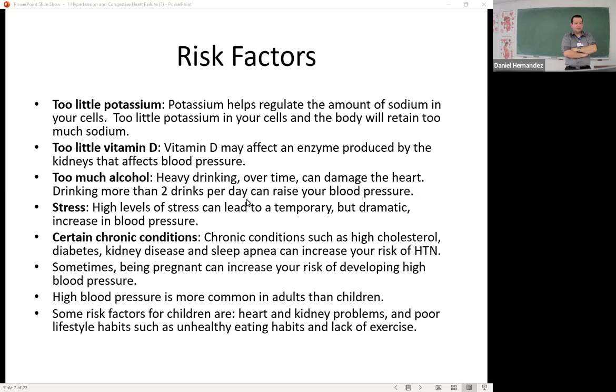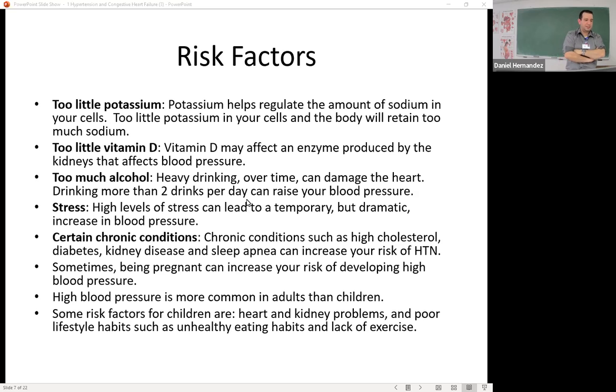High blood pressure is definitely more common in adults than it is in children. Some risk factors in children could be heart and kidney problems. Again, poor lifestyle habits, such as unhealthy eating and lack of exercise. So childhood obesity is becoming a real pandemic here in the United States. You're getting more and more children that are being diagnosed with things like elevated cholesterol, diabetes, as well as hypertension at an earlier and earlier age. So unfortunately, it's a bad setup for these kids that develop this early in life. It's a hard road to go down once you start aging.